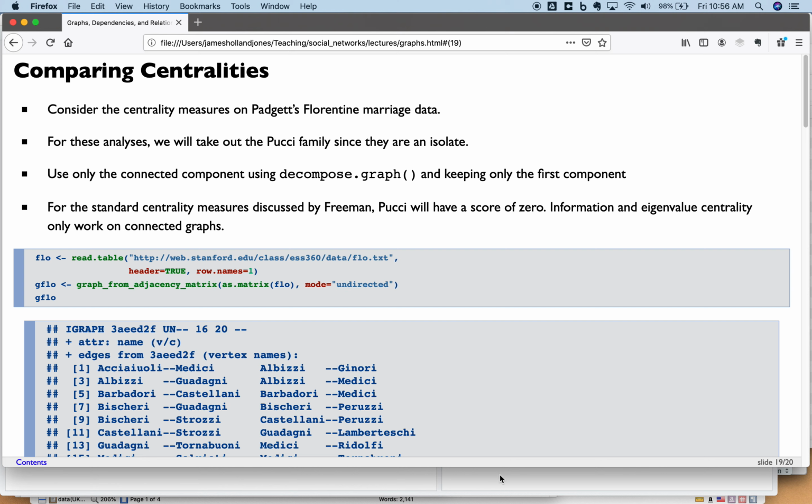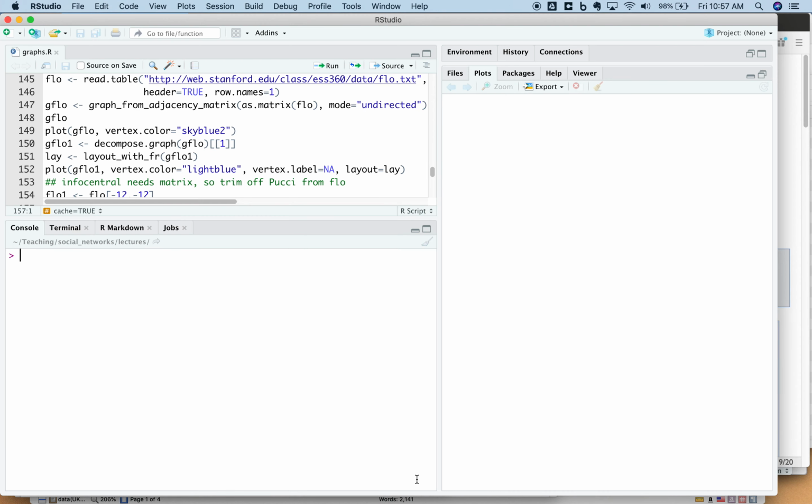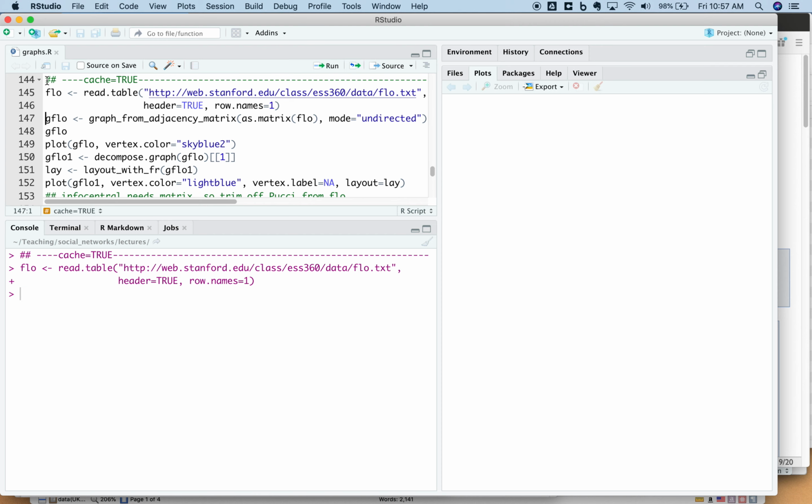subcomponent. Okay, to R. There are lots of different places to get the Florentine marriage data. I have it listed here in the class webpage, so we can read that in. And we better, oops, got to go down here.